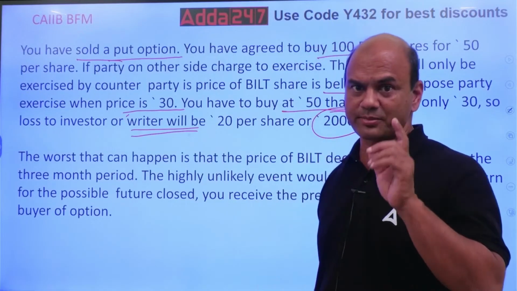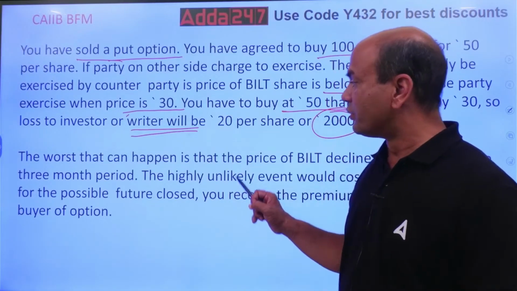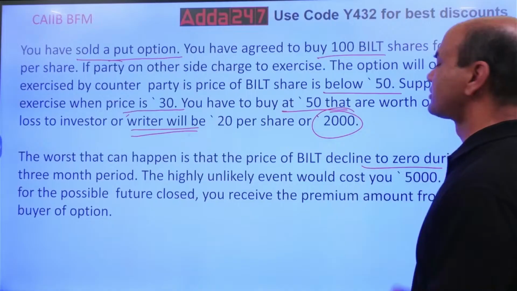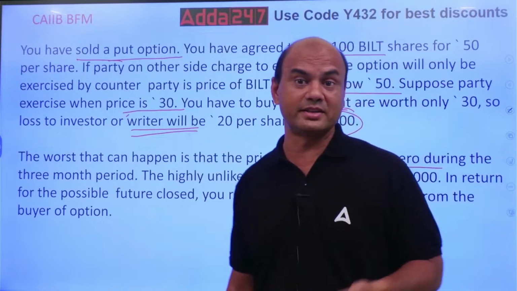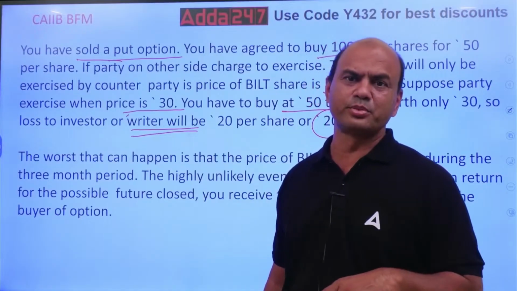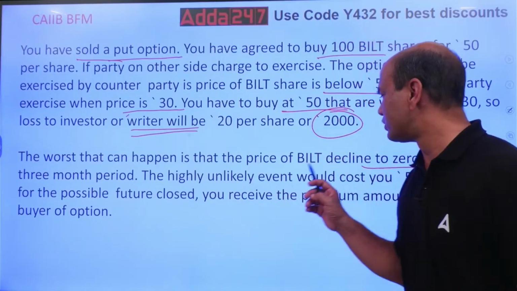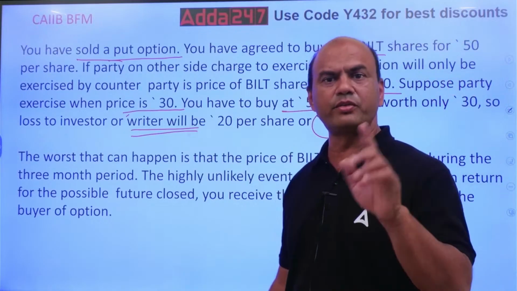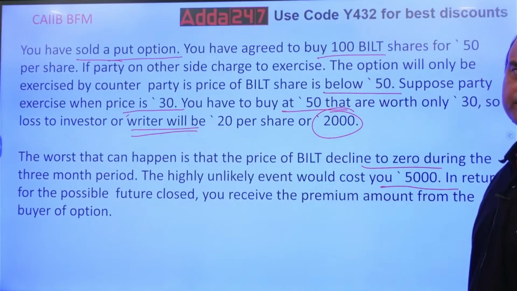So understand the concept of buying the put and selling the put. The worst that can happen is that the price of the company will decline to 0. It can happen. Kingfisher Airlines, Vijay Mallya, you saw it. Down to 0. If somebody had sold this put at that time, huge loss. If it goes to 0, it is a complete loss of mine. 50 rupees to 0, 50 into 100, 5000 will be the loss in this case. Complete loss, right?